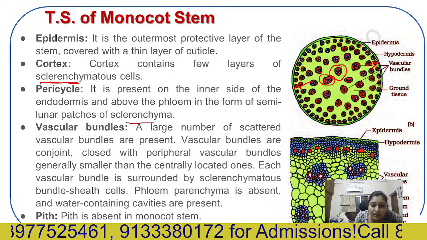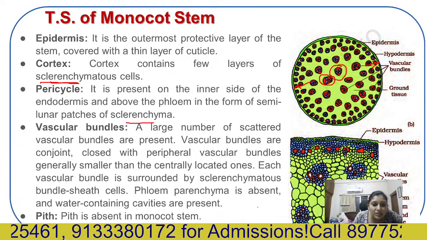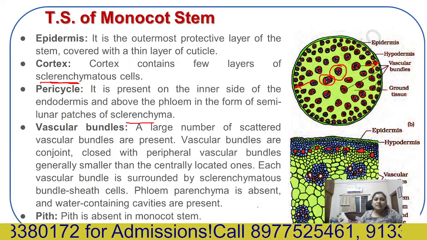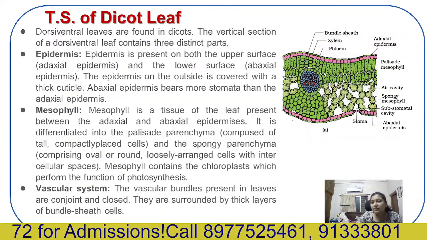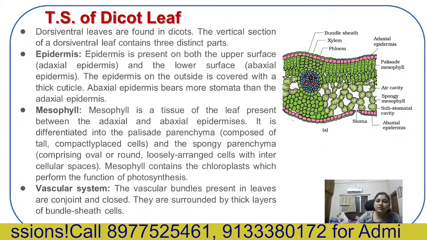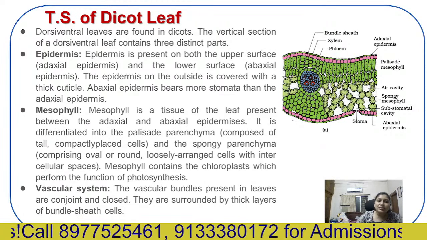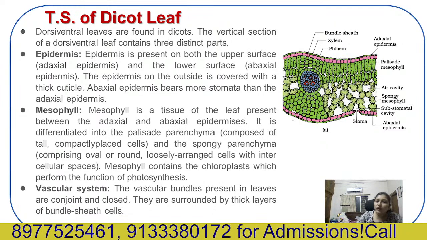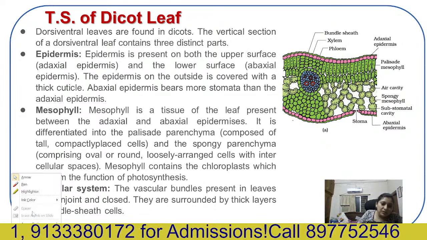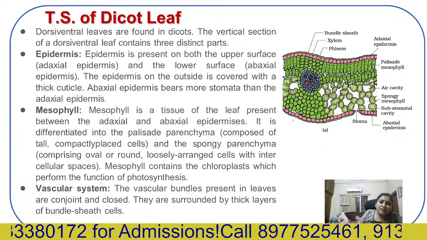Always remember there is no pith-like thing because of the scattering of the vascular bundle throughout the stem. So pith is absent here. Then it's about the dicot leaf, or dorsiventral leaf, found in the dicot. A vertical section of the dorsiventral leaf contains three distinct parts: epidermis, mesophyll, and vascular system.